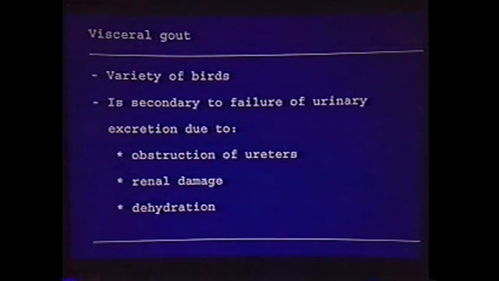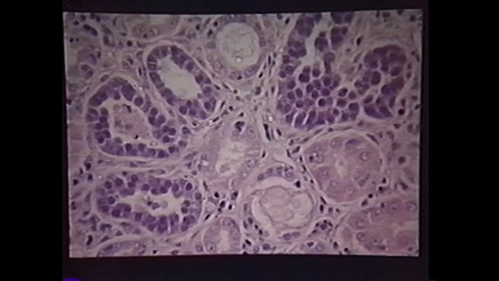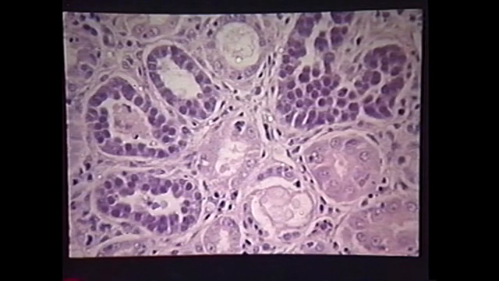Commonly due to obstruction of ureters, renal damage, dehydration. Sometimes you see dehydrated birds, but they don't have gout, so there could be something else going on at the same time. Here are kidneys from a goose.